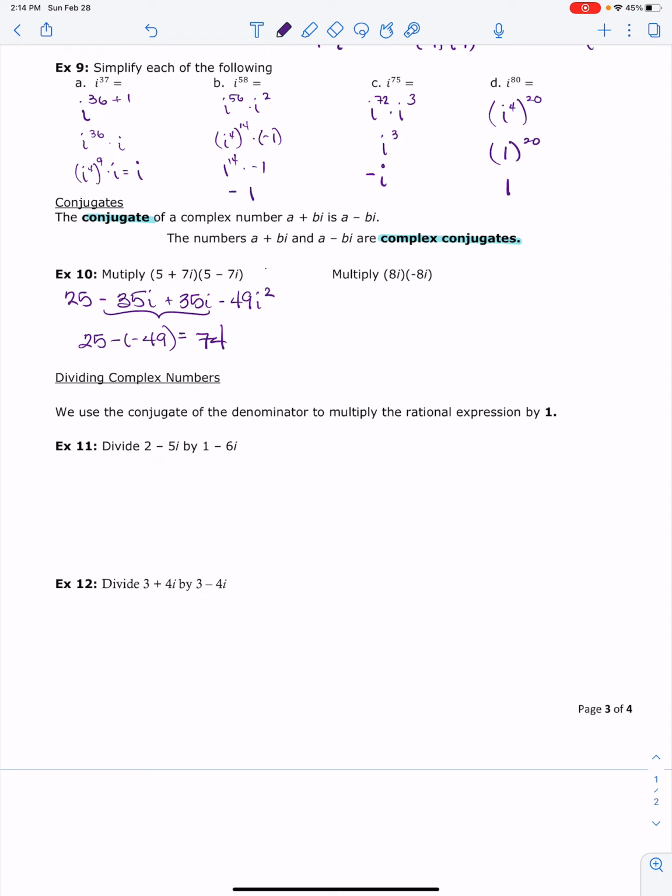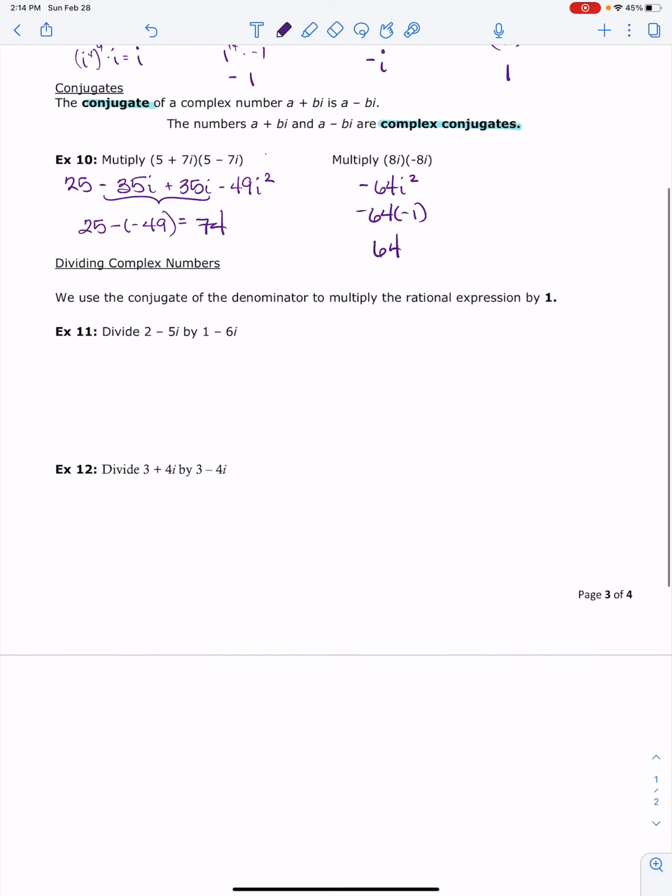Notice when we multiply a complex number by its conjugate, we get something completely real. Same thing here when we're dealing with just the imaginary parts. I get a -64i squared. -64 times -1 gives us a +64. We are going to use conjugates to divide complex numbers.